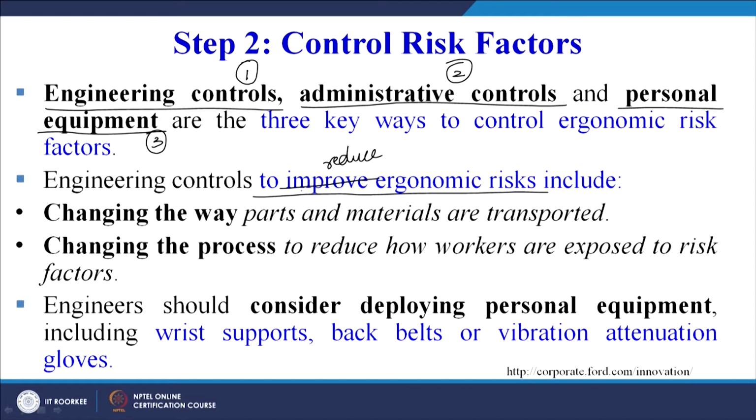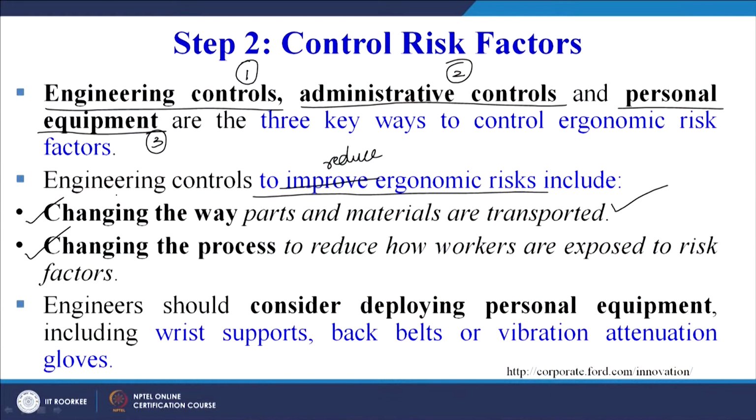So engineering controls to reduce the ergonomic risks include changing the way parts and materials are transported. So we can change the way in which the material or the parts or equipment or the finished products or the raw material is getting transported inside the shop floor or inside the factory. Then changing the process to reduce how workers are exposed to the risk factors. Now the example that I have given to you is changing the process only.